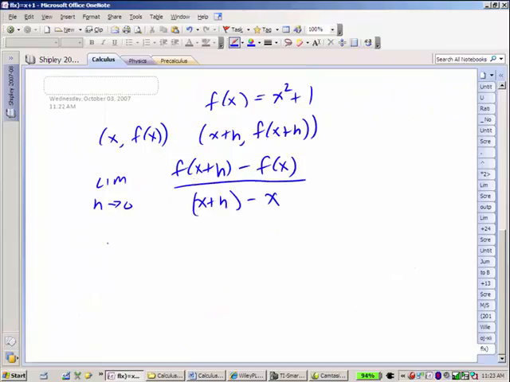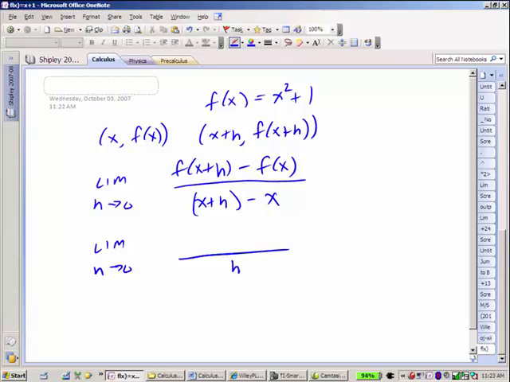Once again, I will do the denominator. Krista, what happens when I plug x plus h into the function for the input? What do I get out? You're going to get x plus h times x plus h. I'm going to call it x plus h squared plus 1. You see how that works? And when I plug x in, I'm going to get x squared plus 1. Is that okay?